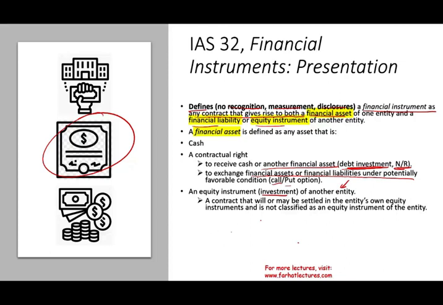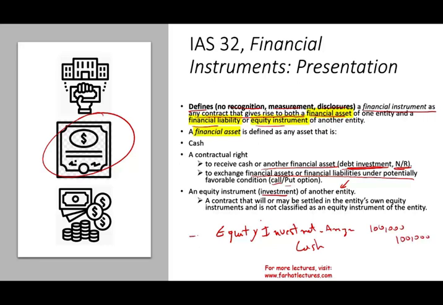Let's assume you have $100,000. You bought an equity investment in Amazon, AMZN. That's their stock symbol. So you debit investment 100,000 and you credit cash 100,000.